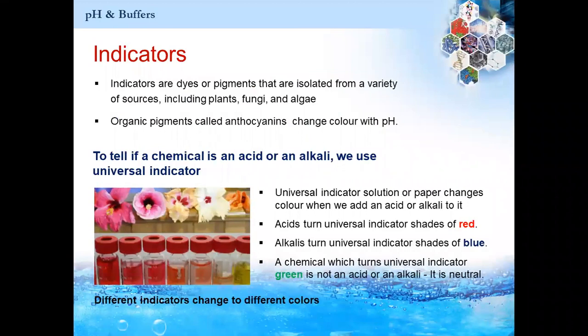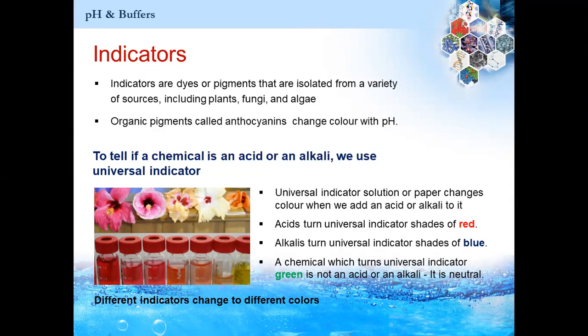What are indicators? Indicators are dyes or pigments that are isolated from a variety of sources like plants, fungi and algae. These include all the colored substances or pigments, like yellow colored pigments called xanthophylls, orange colored pigments called carotenoids, and the blue colored pigments called anthocyanins. Among them, these organic pigments, anthocyanins, are found to change color with pH. So they can be used as indicators in knowing the acidity or alkalinity of a given solution.